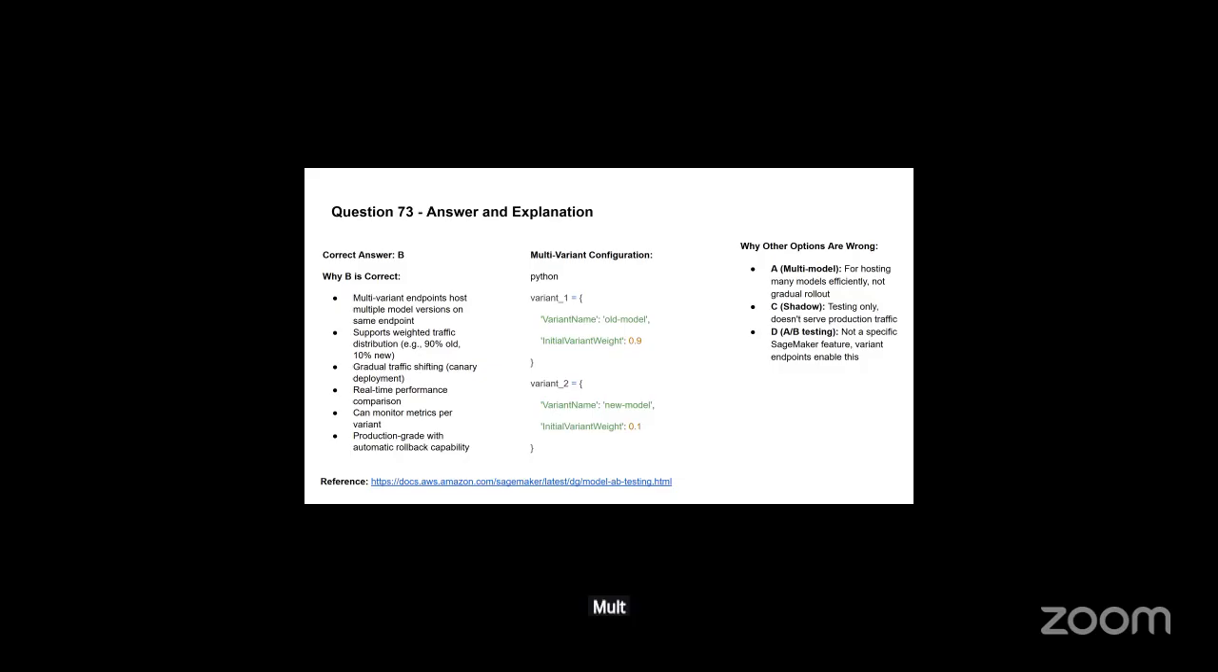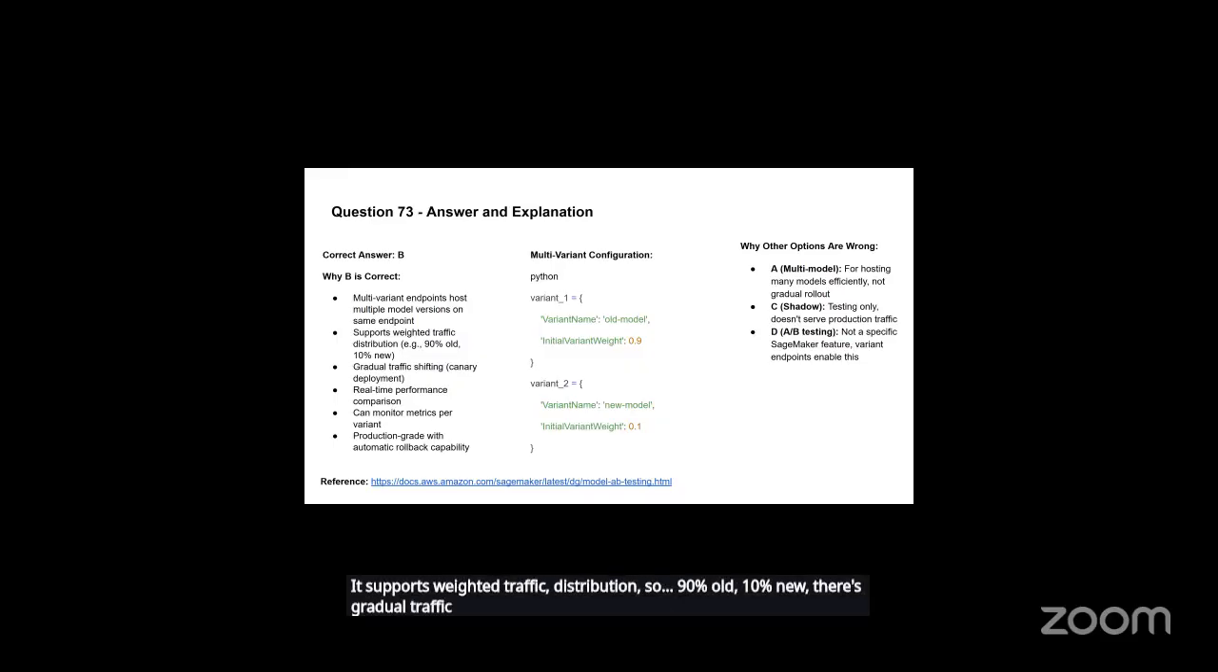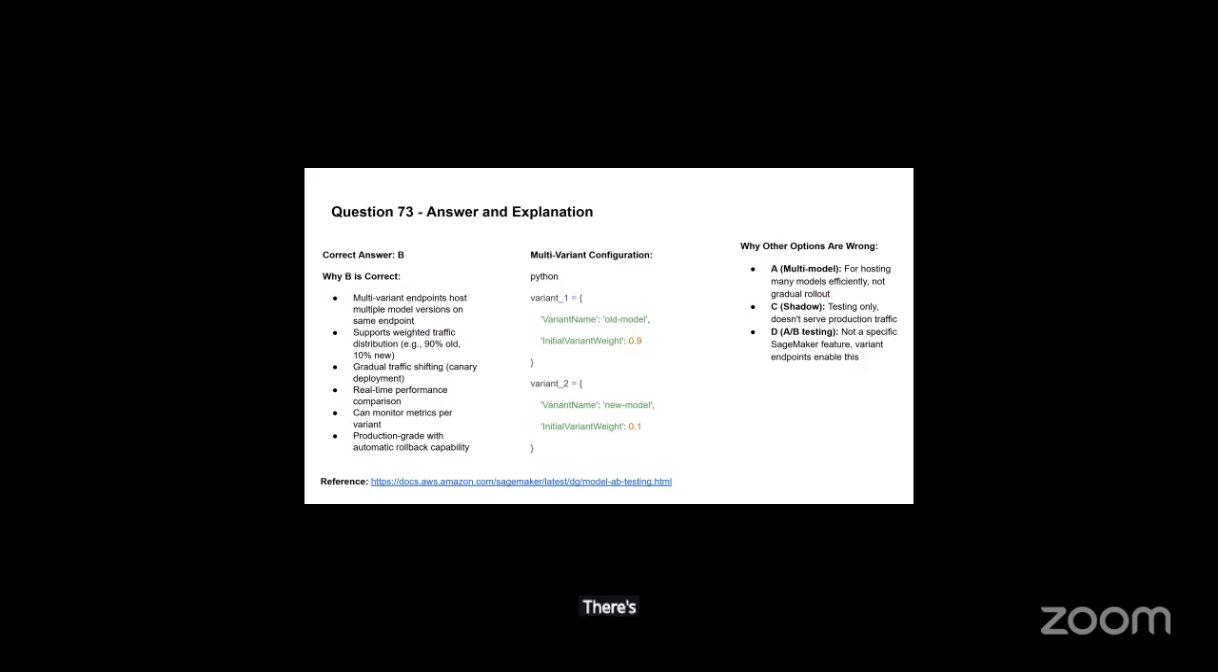Multivariant endpoints host multiple model versions on the same endpoint. It supports weighted traffic distribution, so a 90% old, 10% new. There's gradual traffic shifting like canary deployment. There's real-time performance comparison, so you can monitor metrics per variant. It's production grade with automatic rollback capabilities.